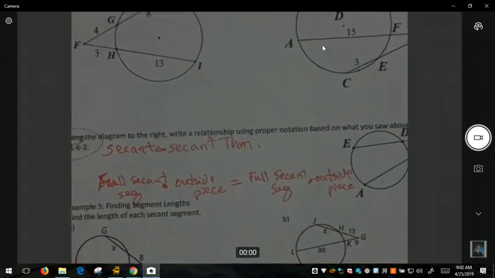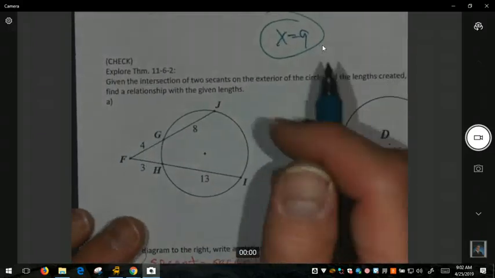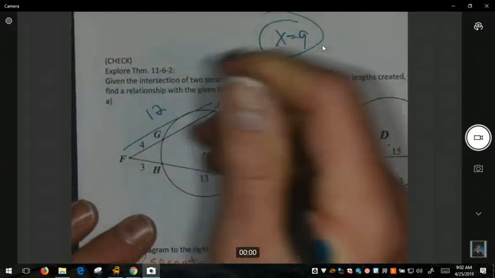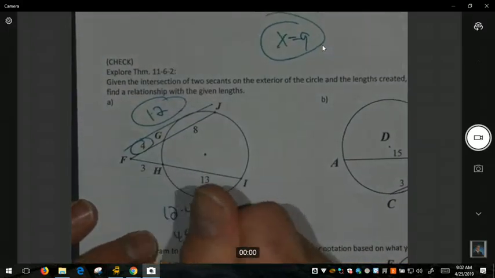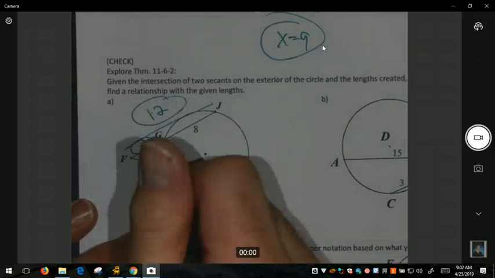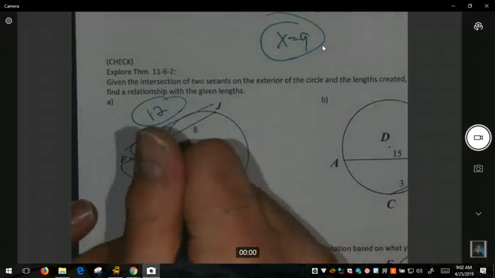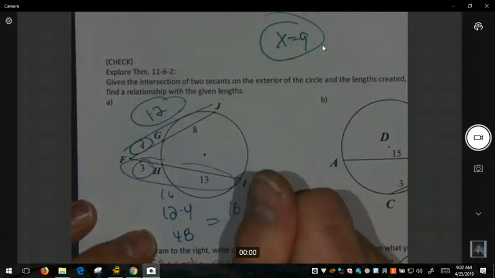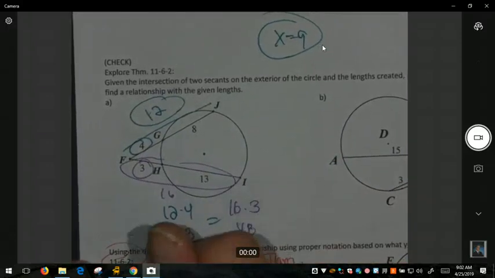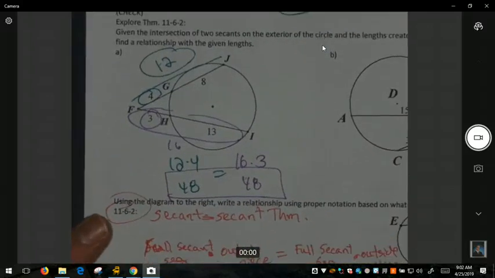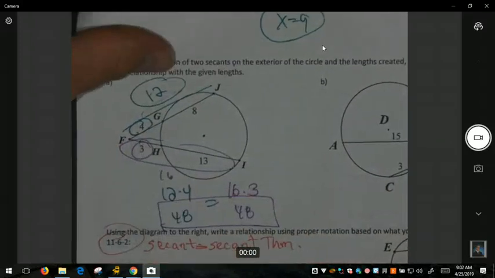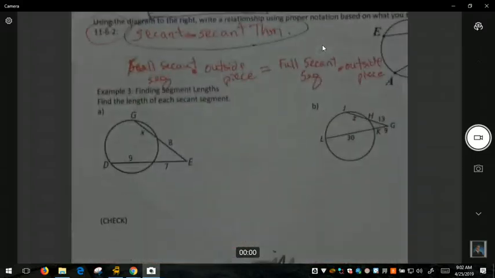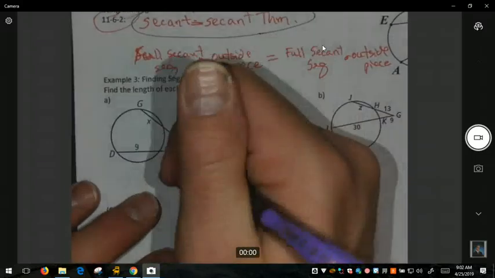So let me give you an example from above so that you can see that this works. The full length of this is 12. 12 is the full length, 4 is the outside piece. 12 times 4 is 48. 3 and 13 is 16. The outside piece is 3. 16 times 3 is also 48. So you can see how this theorem works. The full secant times the outside piece equals the full secant segment times the outside piece. That's secant theorem. I can see it, can't you?